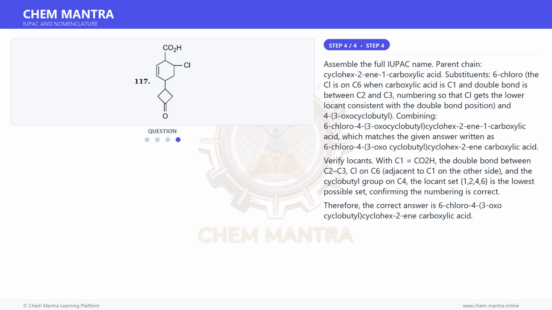Verify locants. With C1 equal to COOH, the double bond between C2 and C3, Cl on C6 adjacent to C1 on the other side, and the cyclobutyl group on C4, the locant set 1, 2, 4, 6 is the lowest possible set, confirming the numbering is correct.